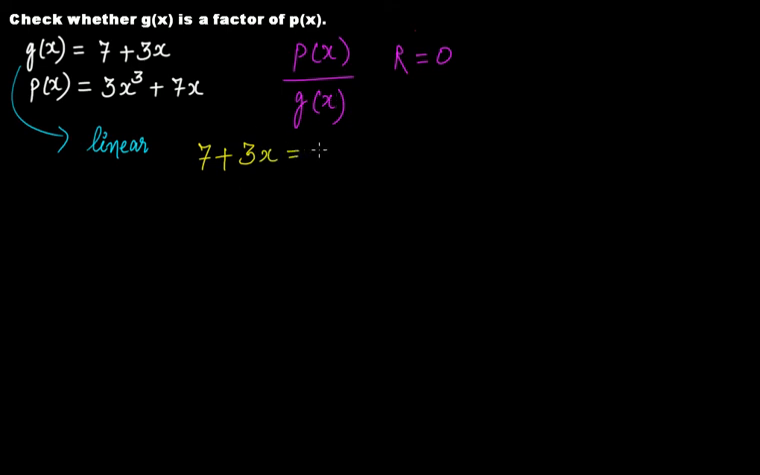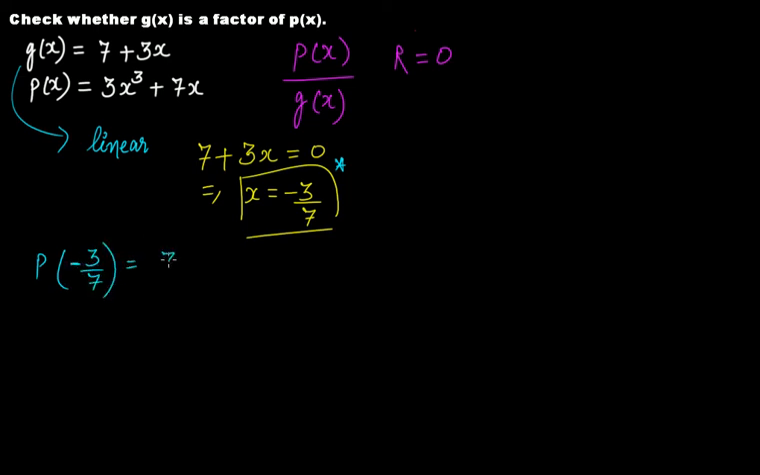divisor, that is 7 plus 3x is equal to 0. From here you get x is equal to minus 3 by 7. x is equal to minus 3 by 7 is the 0 of this polynomial g(x). If you take this value x equal to minus 3 by 7 and put it in place of x in this polynomial p(x), you will get some value, and if that value is 0, it means that your remainder will be 0.